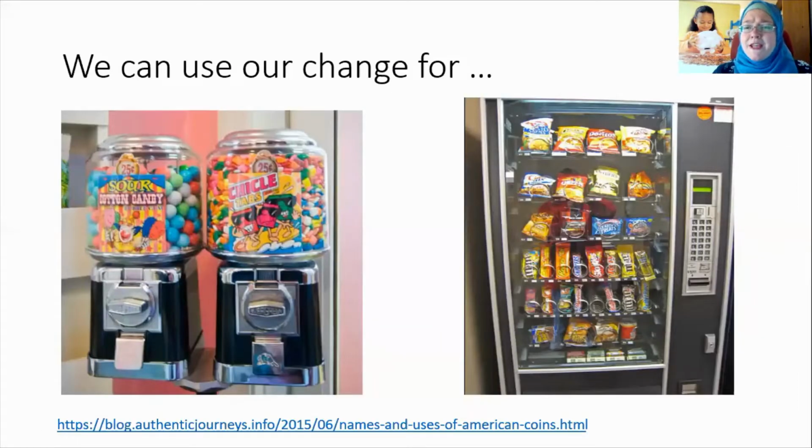So why are we talking about money? Because we use it to buy things. I know you've gone to the store and you've seen these machines where you see some gum or some lollipops or maybe even a little toy and you're like, do I have enough? Can I please have some money?